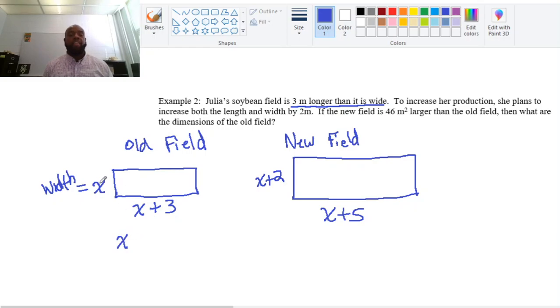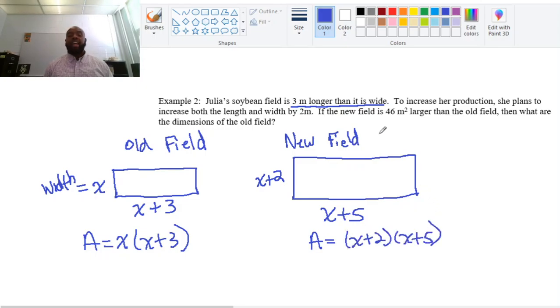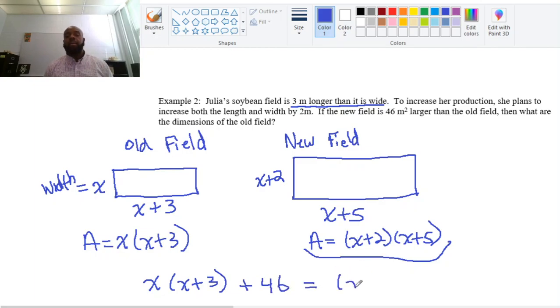And so if I multiply the X by the X plus 3, this is the area of that rectangle, and the area of this field or this rectangle is going to be X plus 2 times X plus 5. And so it's saying the area of the new field, so this one right here, is 46 meters larger than the old field. Well, if my old field is X times X plus 3, all I have to do is add 46 to that, and it's going to be exactly the same as the area of my new field.